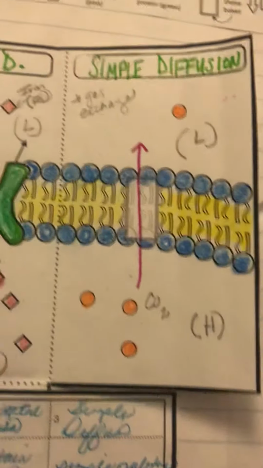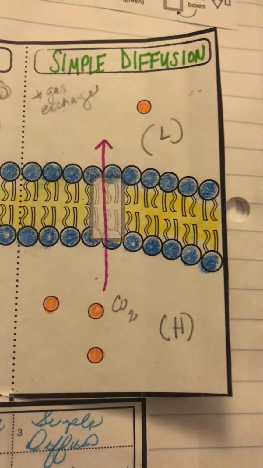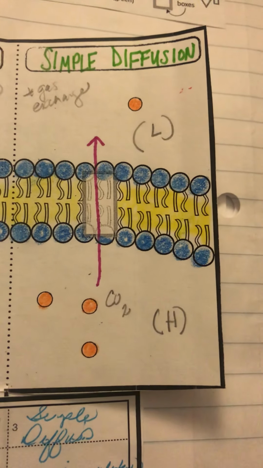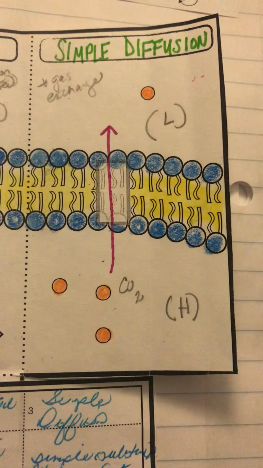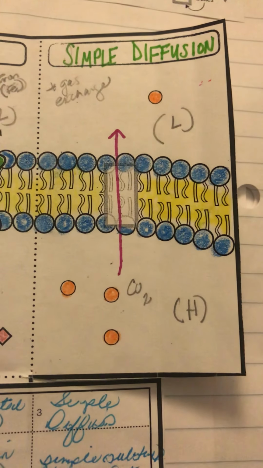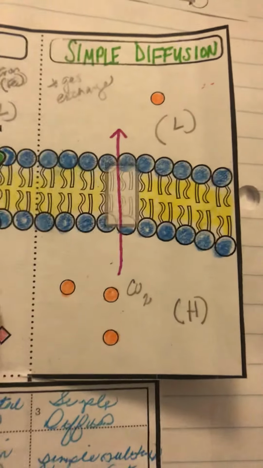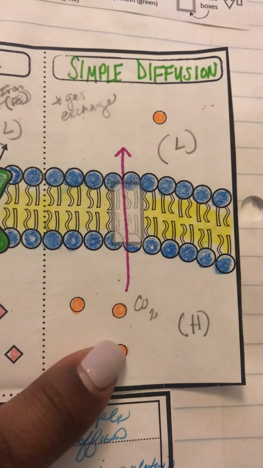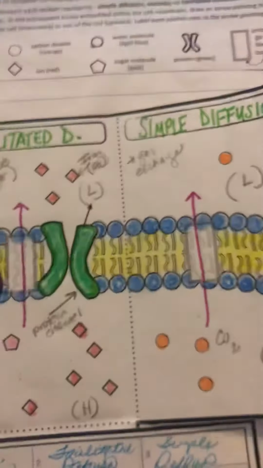The second one talks about simple diffusion. So simple diffusion is talking about gases. Remember, we talked about oxygen, carbon dioxide. In this particular one, they wanted you to do carbon dioxide. So you can see my little molecules of carbon dioxide are coded orange. And if you look here, I have more carbon dioxide molecules at the bottom than the top. So I'm going from an area of higher concentration to lower concentration.